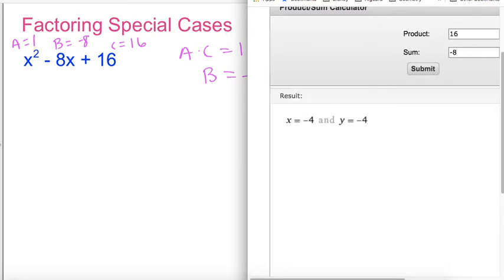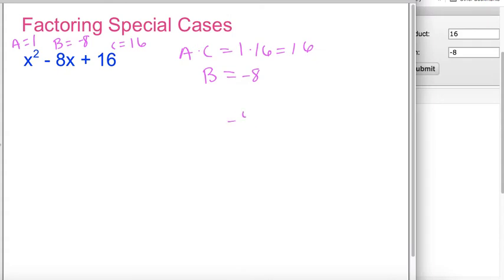Negative 4 and negative 4. So negative 4x is what our middle term is going to break up to. So we have x squared minus 4x minus 4x plus 16. Notice how these are identical. That's what makes this one a special case.